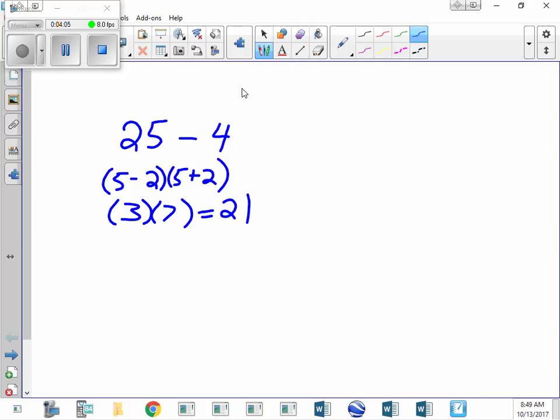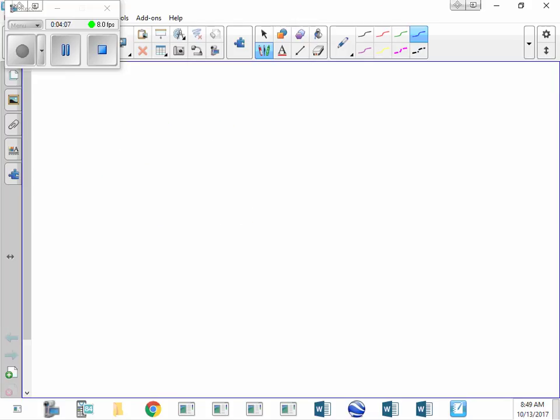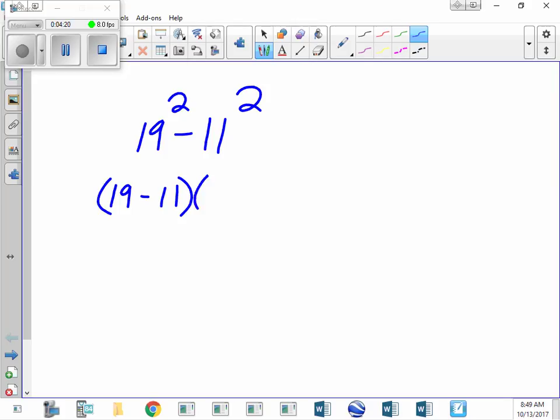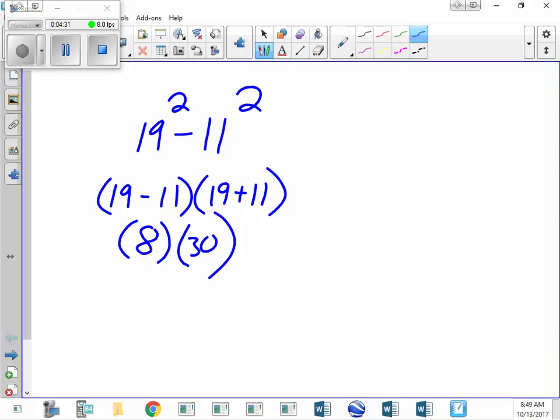Now, the problems in the book actually do have squares in them. For instance, 19 squared minus 11 squared. So this would be 19 minus 11 and 19 plus 11. 19 minus 11 is 8. 19 plus 11 is going to be 30. And what is 8 times 30? 240.